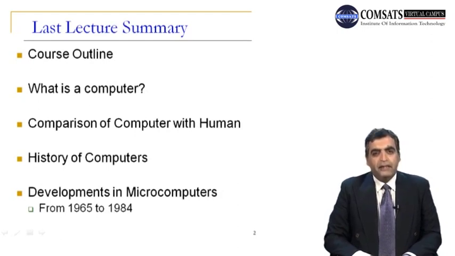Then we made the comparison of computer with human. The processing model of the computer is similar to the human. There is some input that is processed and converted into some output. In the same way, we humans use our 5 senses for taking input from the environment. Most of the processing is done in the brain of the human, and then using different body parts, we give the output.